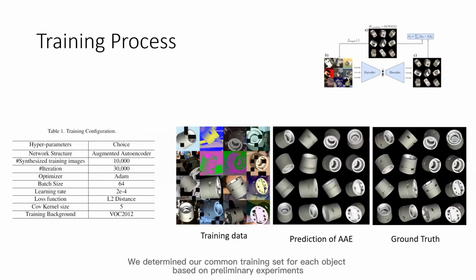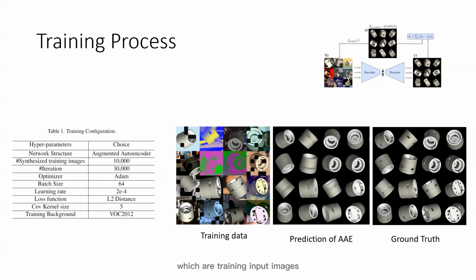We determined our common training set for each object based on preliminary experiments. Some key settings and hyperparameters are listed in the left-hand table. The pictures on the right-hand side are some intermediate results during the training process, which are training input images, output of AAE, and rendered ground truth respectively.